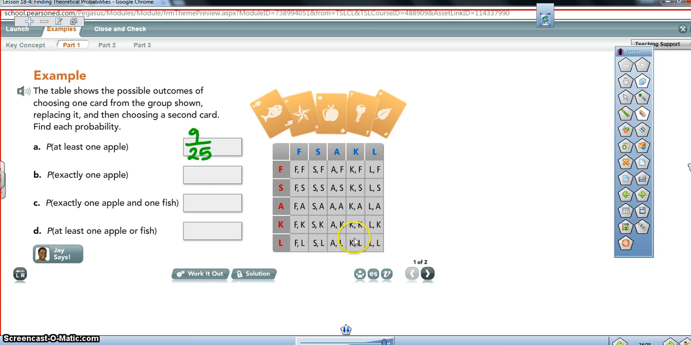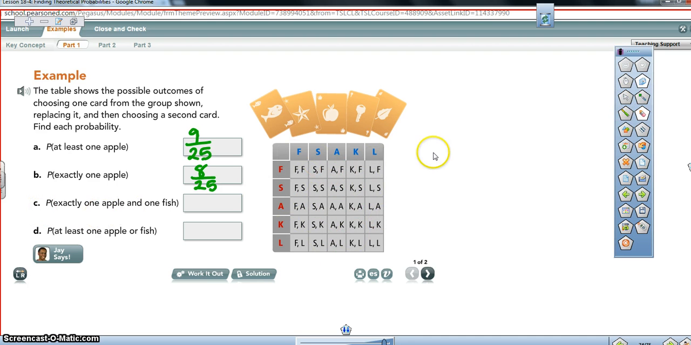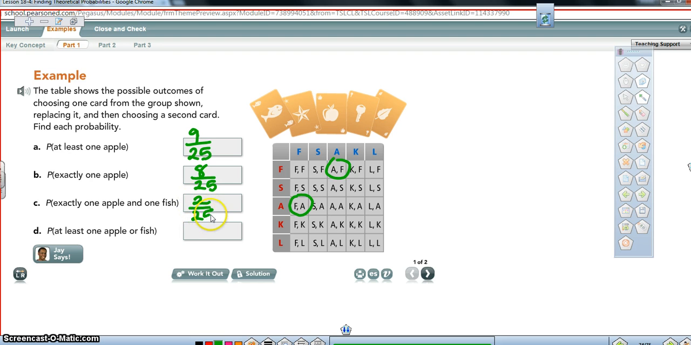The probability of getting exactly one apple would be 8 out of 25, which you also cannot reduce. The probability of getting exactly one apple and one fish. Looks like 2 possibilities out of 25. And again, you cannot simplify that fraction any further.